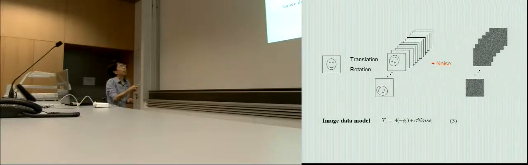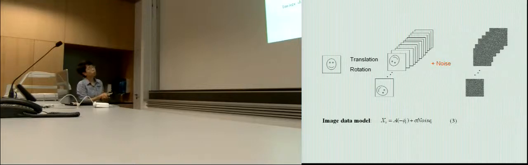So our problem now is, from this observation, we try to figure out what is the original image, or what is the original structure. What is the translation and rotation? What is the distribution of the translation and rotation? What is the noise? For the translation, rotation, and noise, we are talking about the statistics, not the exact number. So here is the image data model.